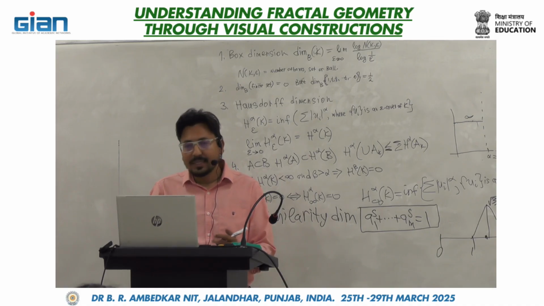This is true for each a belonging to A. So d of A comma B is less than or equal to epsilon. Okay. So we have proved this lemma. Then we go a little further.